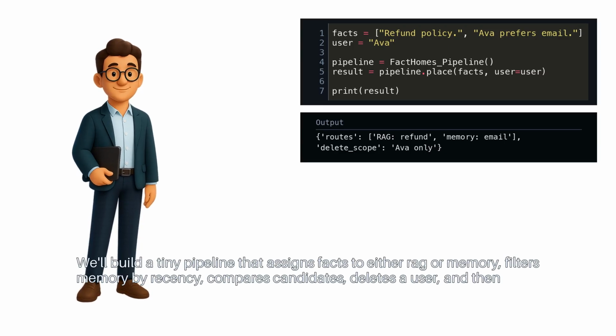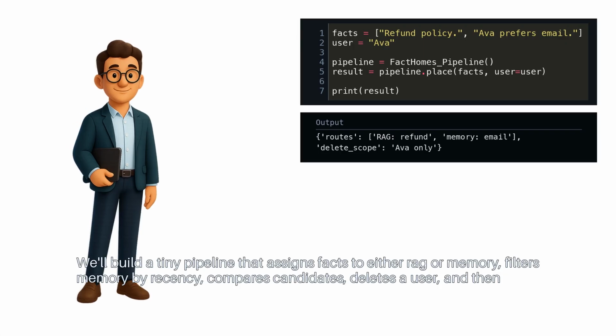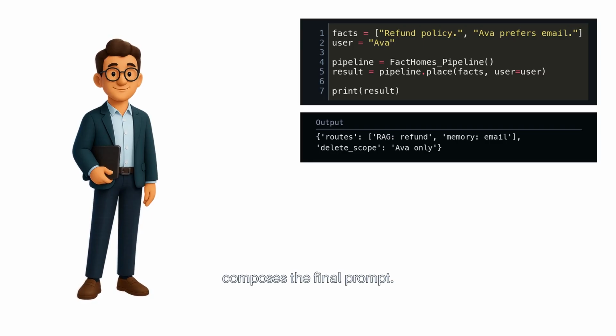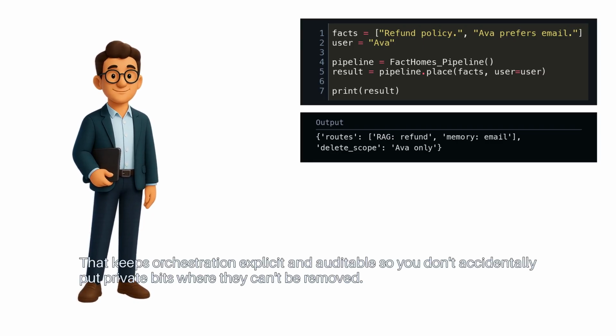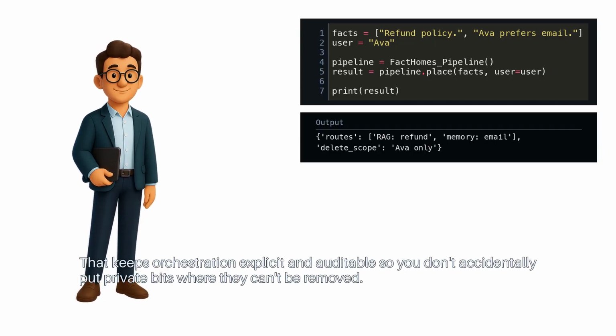We'll build a tiny pipeline that assigns facts to either RAG or memory, filters memory by recency, compares candidates, deletes a user, and then composes the final prompt. That keeps orchestration explicit and auditable, so you don't accidentally put private bits where they can't be removed.